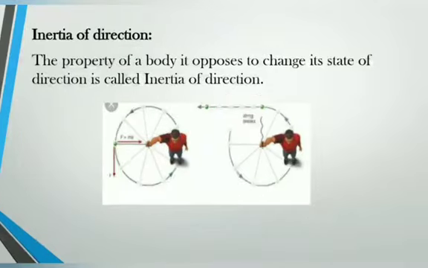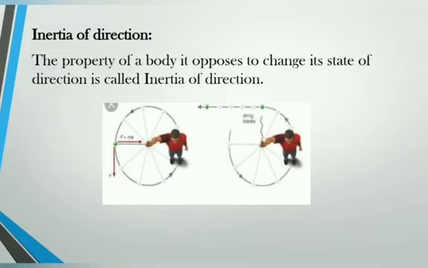During sharpening of a knife, the sparks move in a tangential form. The sparks move along a tangent, so that is also an example for inertia of direction. You may also experience this during sharpening of a knife.